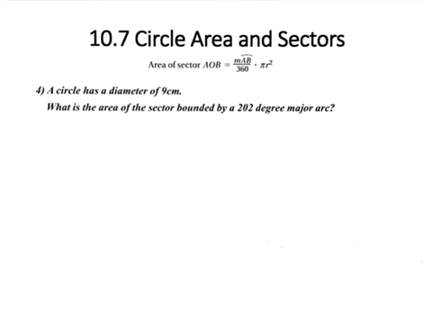A circle has a diameter of 9 centimeters, which basically tells us the radius is going to be 4.5. What is the area of the sector bounded by a 202 degree major arc? So remember, in this case we'll be setting it up as 202 over 360 equals pi times your radius squared.